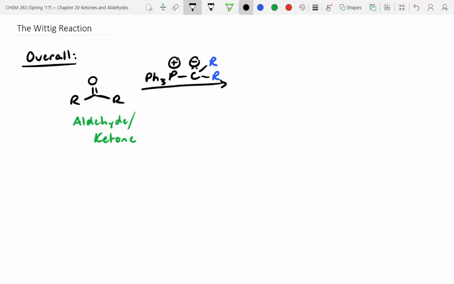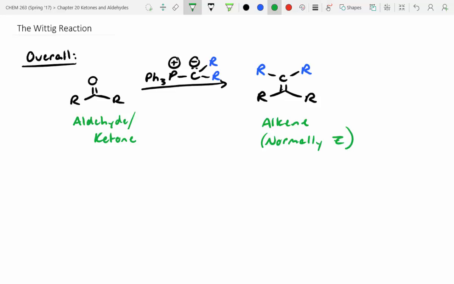When you do this, the oxygen is going to be replaced with that carbon group. And you end up forming an alkene from a carbonyl. And normally, it's a Z alkene. However, there are reactions where you can favor E over Z. And occasionally, you do get a mixture of diastereomers out of this reaction.